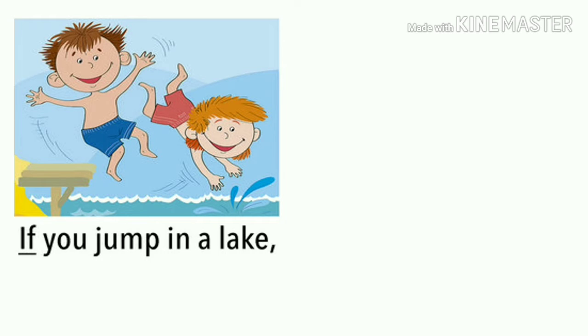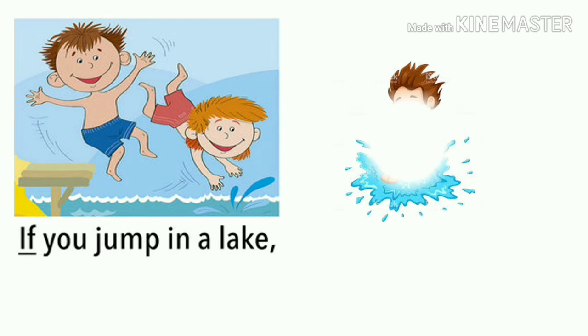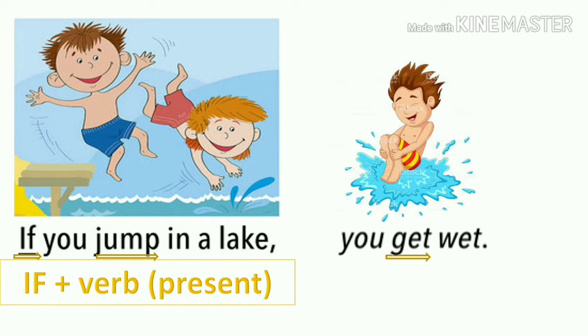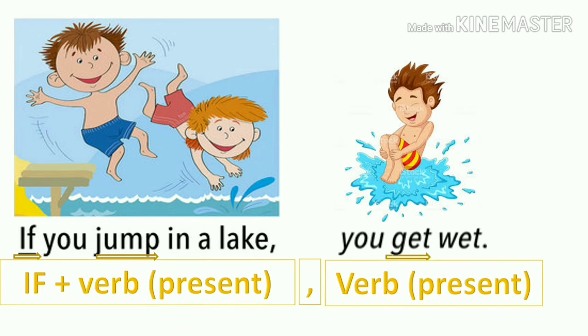Now this picture. If you jump in a lake, what? You get wet. Again, this is the cause and this is the result. As you can see, we have a sentence starting with if plus a verb, then a comma, then another verb. So if you jump in a lake, you get wet. Let's explain more. The sentence starts with if plus a verb in the present and a comma, then you get the result as a verb in the present. This is conditional type 0.